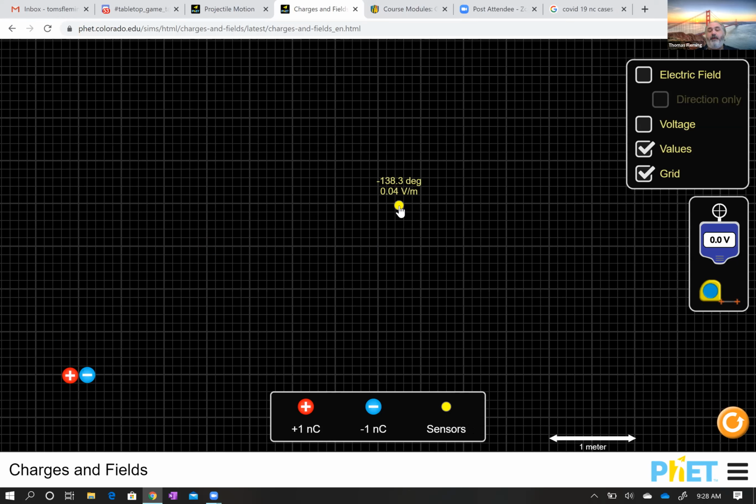I can place a sensor in different places, and as I move that sensor around, it's telling me 3 things. It's showing me a scaled arrow for the direction of the electric field. It's telling me the magnitude of the electric field, that's the 32.8 volts per meter, which tells me how big the electric field is at that location. And it's also got the angle that the field makes with the horizontal.